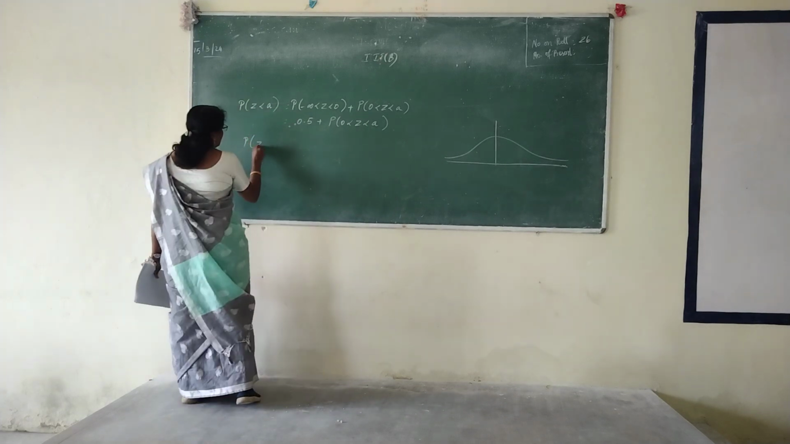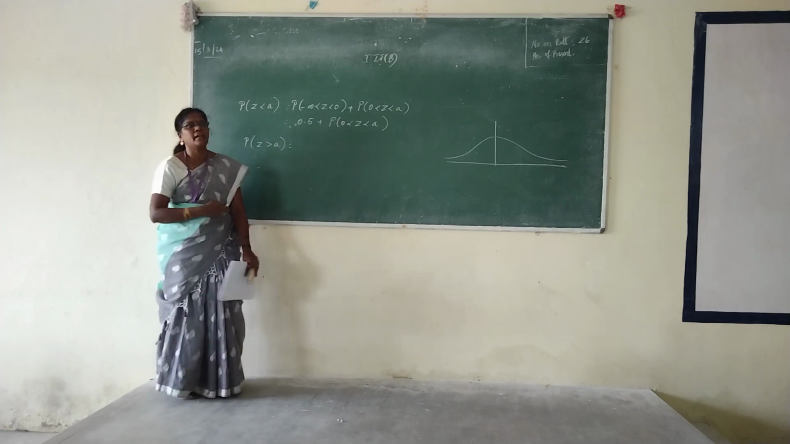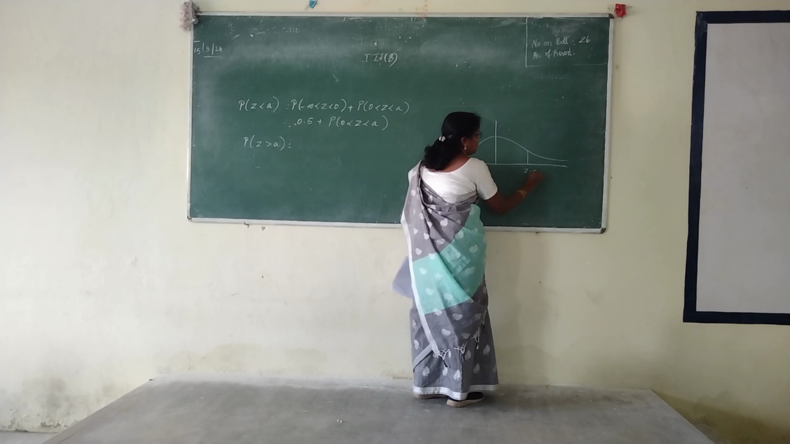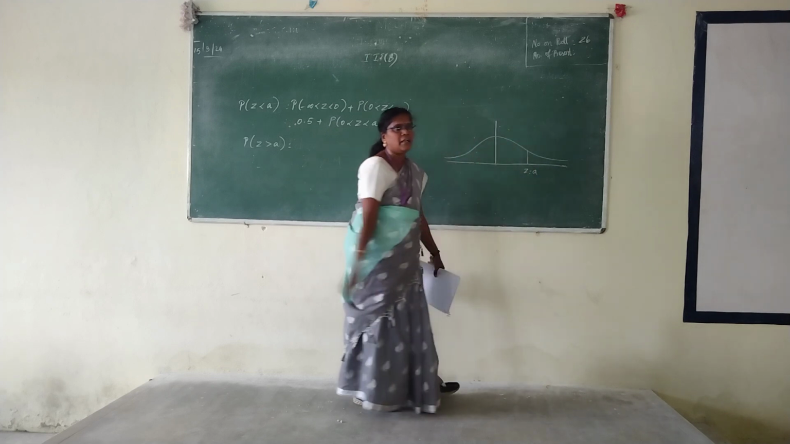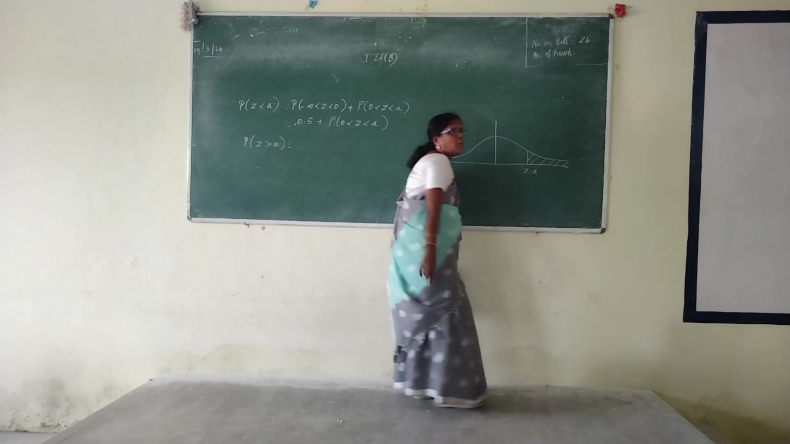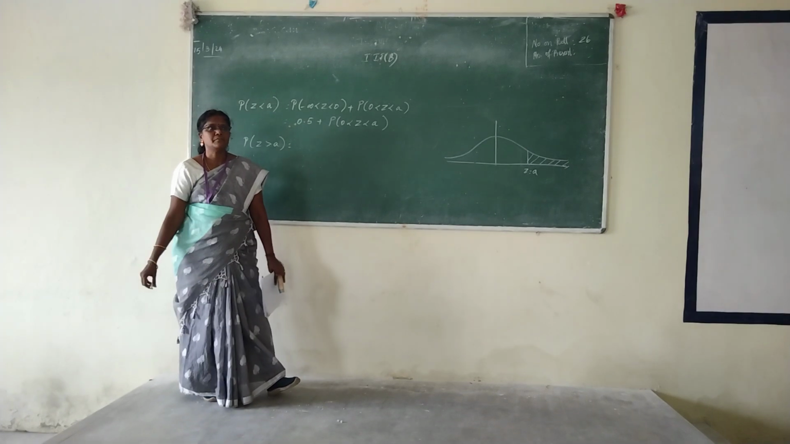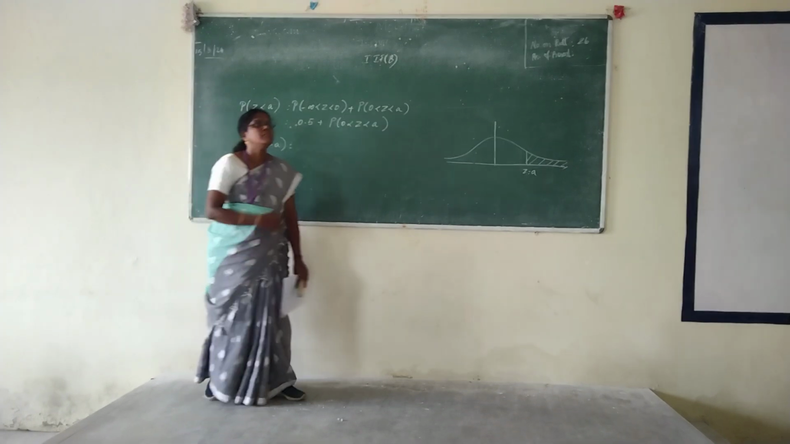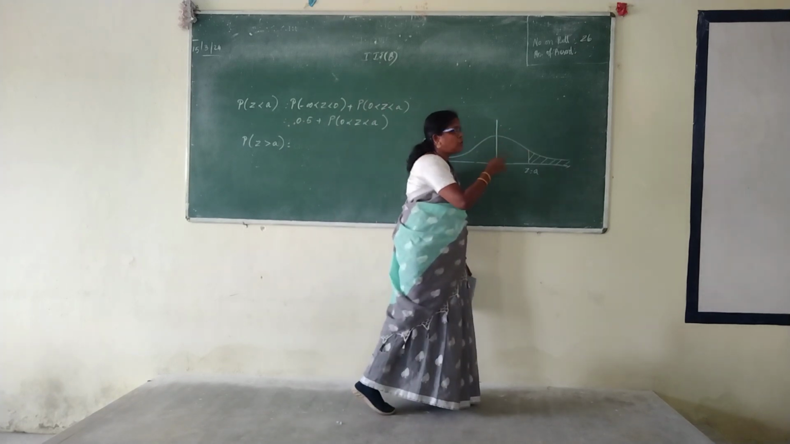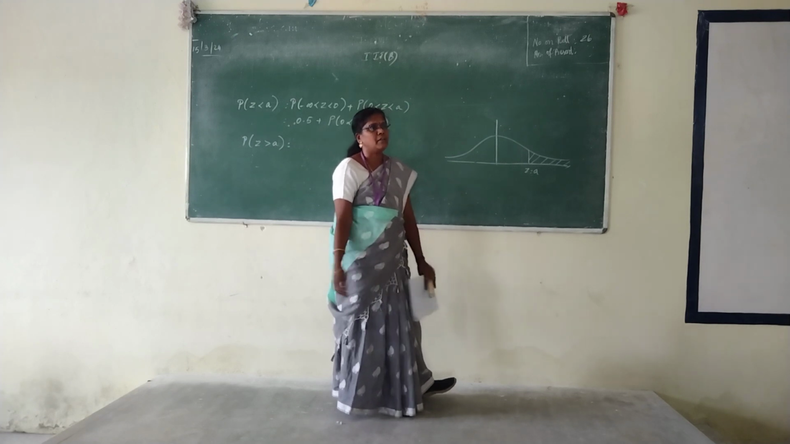Probability of Z greater than A. This is Z equal to A. Left side area or right side area? Right side. So this area you have to find. How do you convert this in terms of 0 to some other value? 0 to A, and A to positive infinity. Do you have the value for A to infinity?